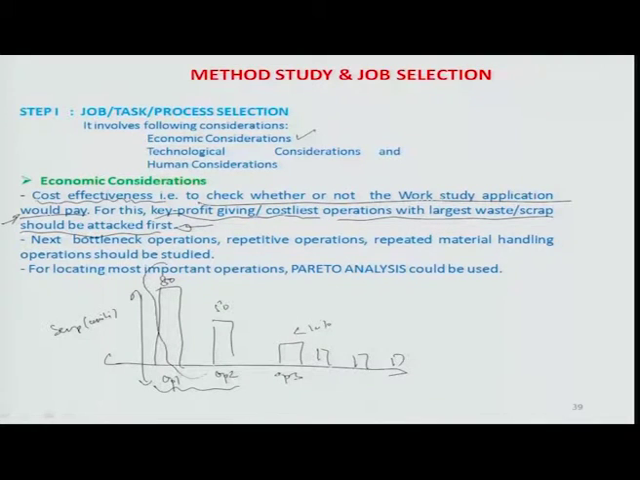So, two or three very important wasteful operations have to be first identified for this work study. Next, bottleneck operations, repetitive operations, and repeated material handling operations should also be studied, because whenever we are talking about a process which has more than one cycle to be carried out on a regular basis, if it is wasteful, then the wastefulness is added in every cycle of operation of that particular process. So, repetitive processes are the ones which should be most targeted.